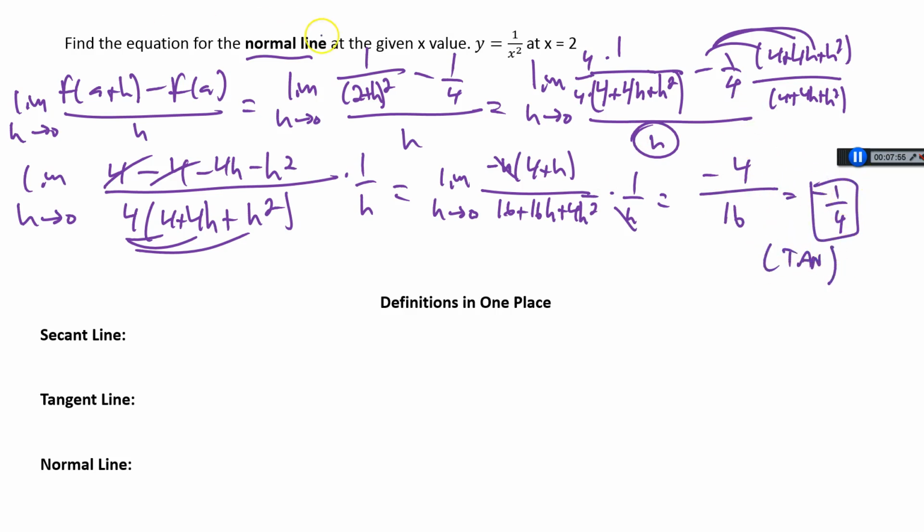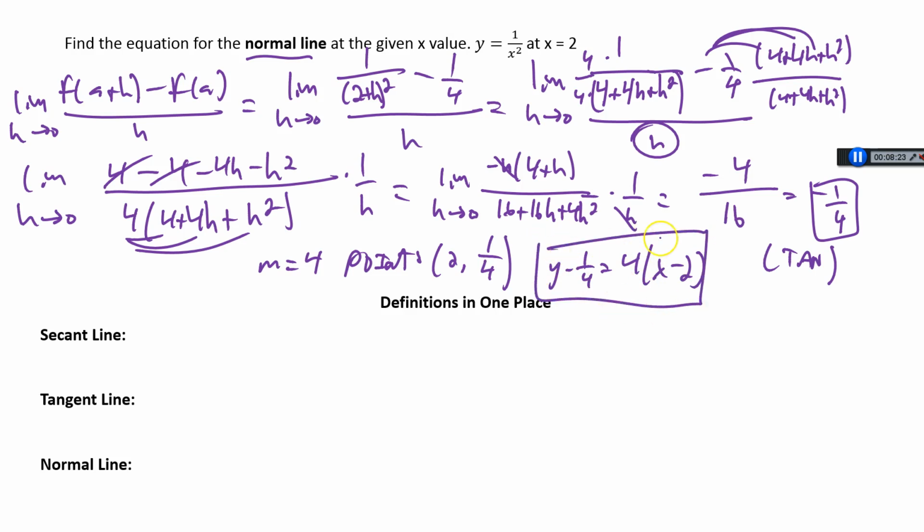We're asked for the equation of the normal line. So the normal line is going to have a slope. Opposite reciprocal is positive 4. And our point, well, we've got the x, it's 2. And the y we get when we plug it in, so it's, sorry, 1/4. Come on. All right, so we got y minus 1/4 equals 4 times x minus 2. That's all there is to it.